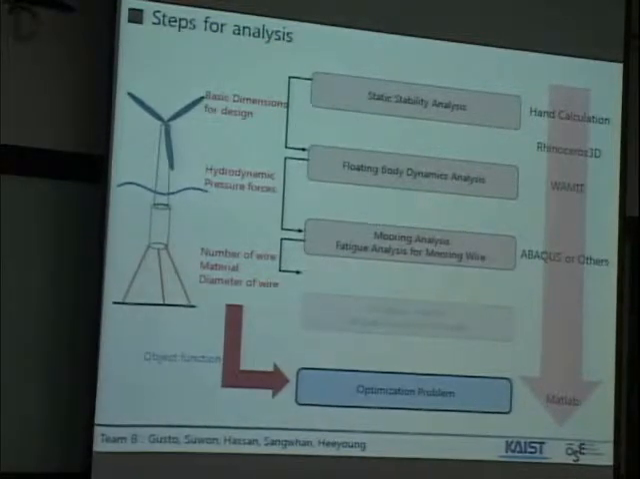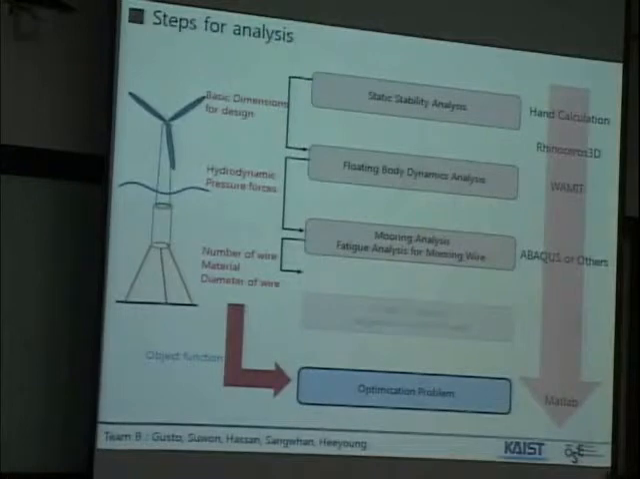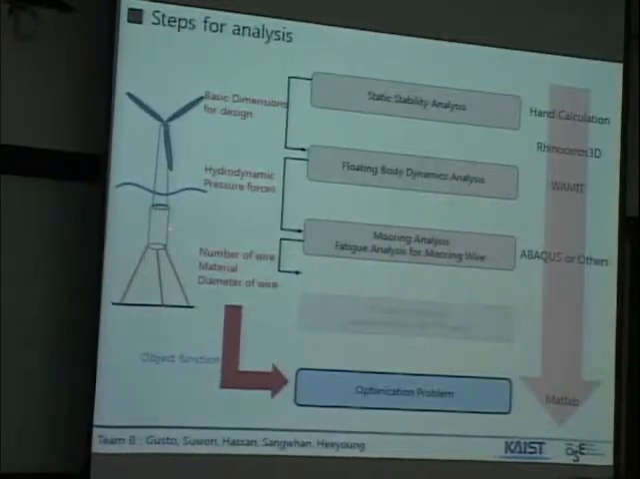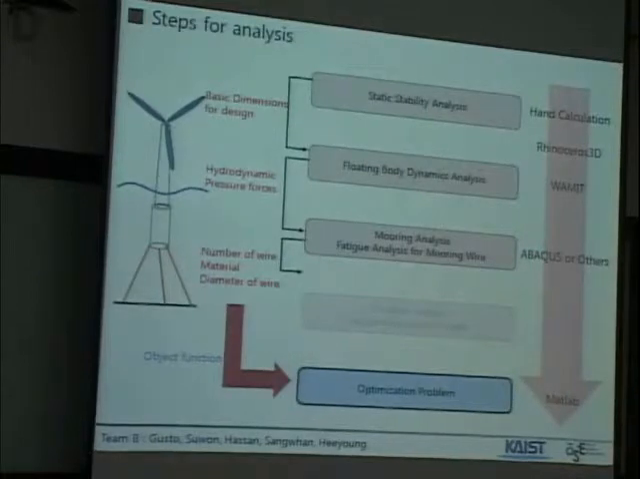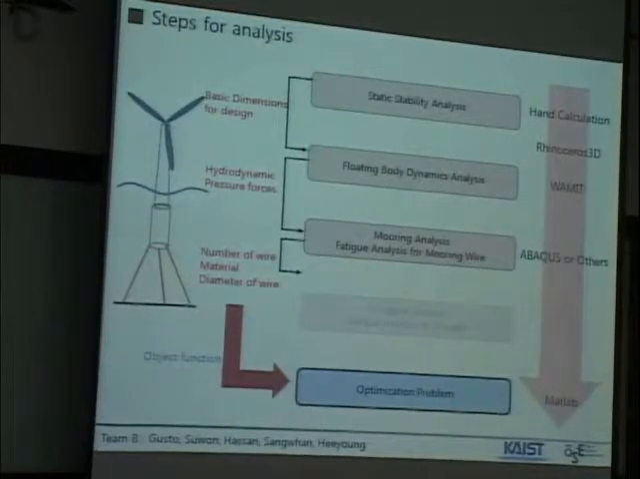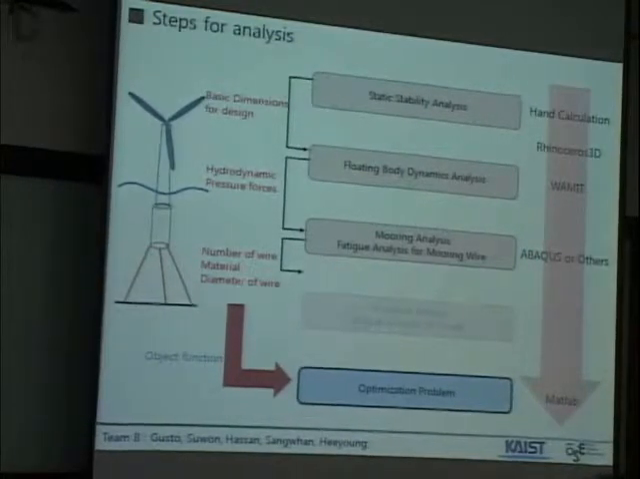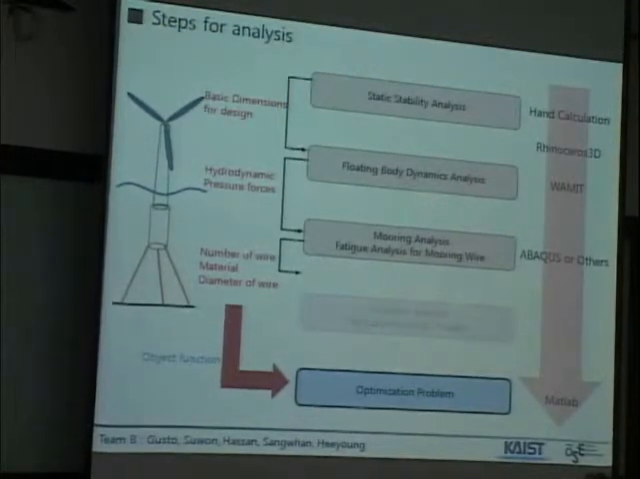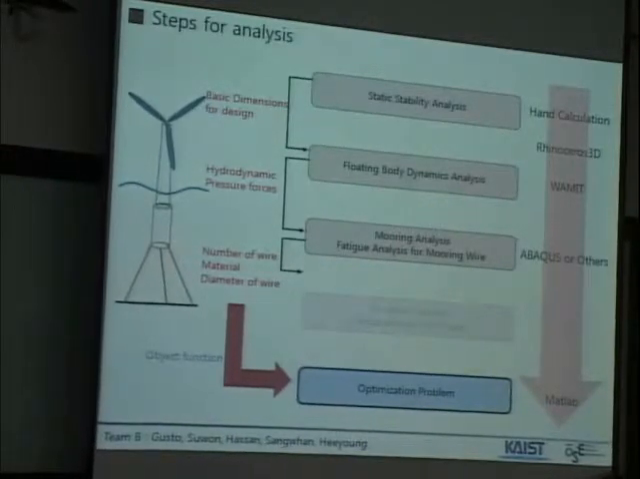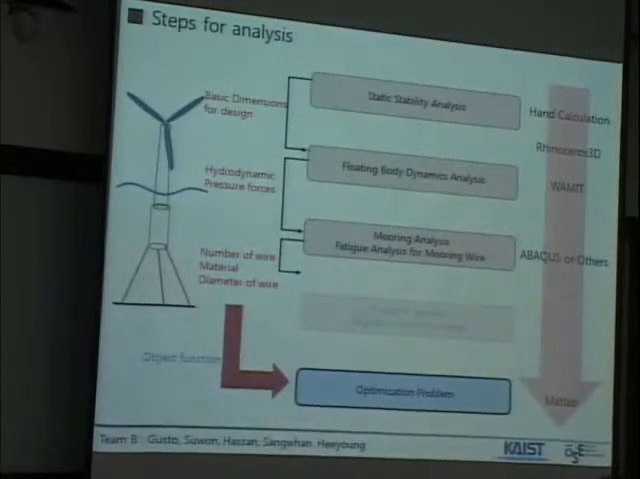And the second and the third: the mooring wire should endure the exciting forces and moments. So we have to determine how many wires are needed and which diameter of the mooring wire is suitable for this sea state. And we also need some fatigue analysis because the mooring wires are under continuous compression and tension. And then the optimization problem.